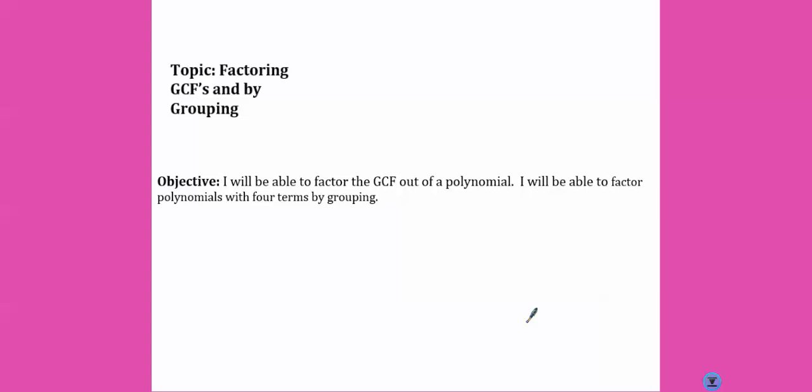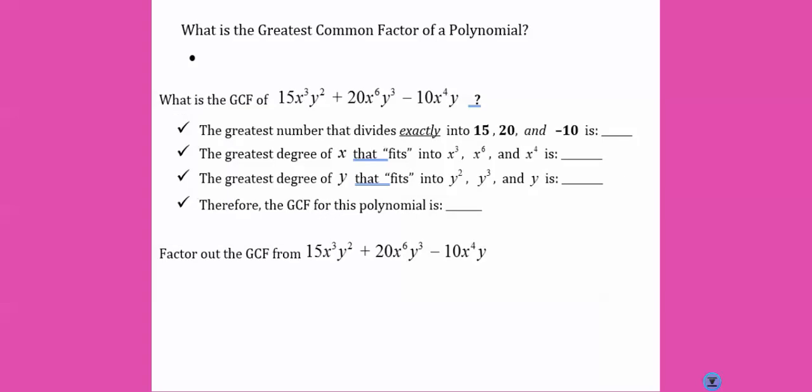Today we're going to be talking about factoring GCFs and factoring by grouping. Our objectives are that we'll be able to factor the GCF out of a polynomial, and we'll be able to factor polynomials with 4 terms by grouping. So what is the greatest common factor in a polynomial?